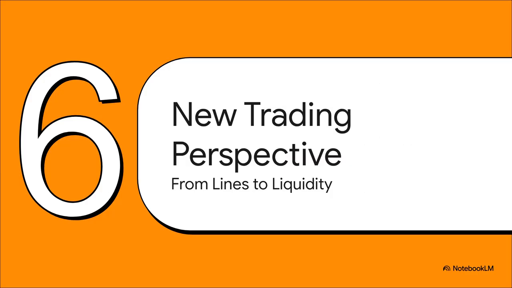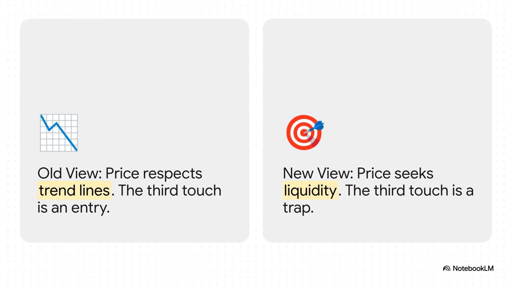So, what does this all mean for you and your trading? Well, it means it's time for a fundamental shift in how you look at a price chart. This slide really sums it all up. The old way of thinking is that price respects the lines you draw. The new, institutional way of thinking is that price only seeks liquidity. The old view says to look for that third touch as an entry. The new view sees that third touch as the trigger for the trap. You're no longer seeing simple support and resistance. You're seeing pools of engineered liquidity.